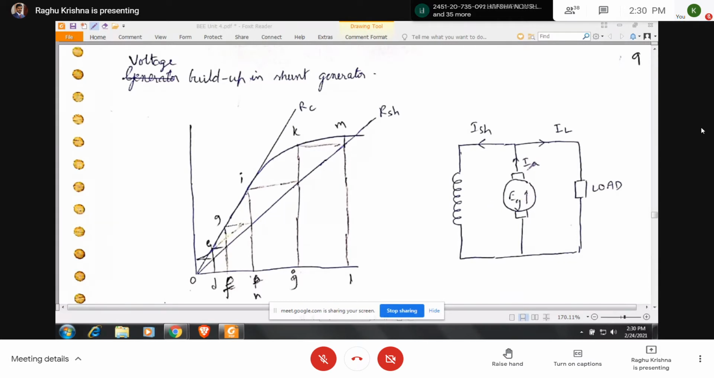Initially, what about IA and the current flowing through the field winding? Initially, it will be zero. Before rotation, the currents here and here will all be zero. Once the armature is rotated with constant speed, after some time you are going to get some voltage across these two terminals.